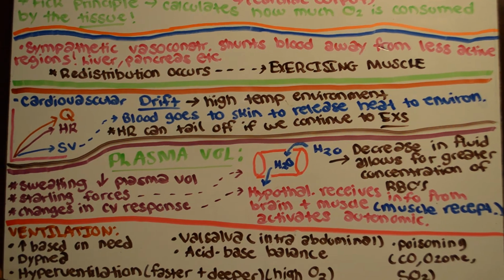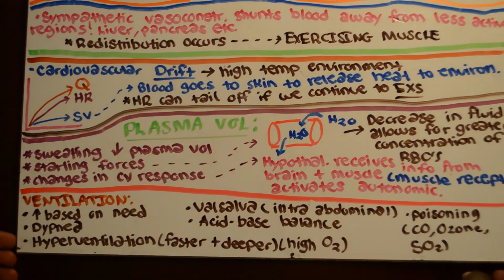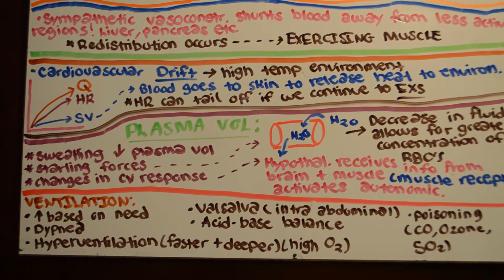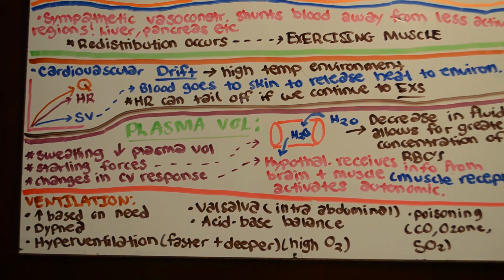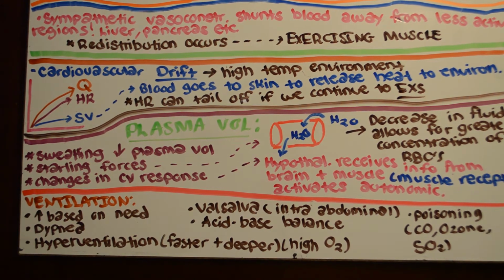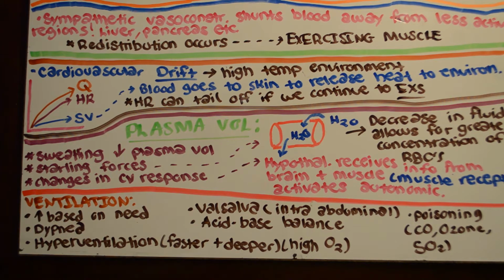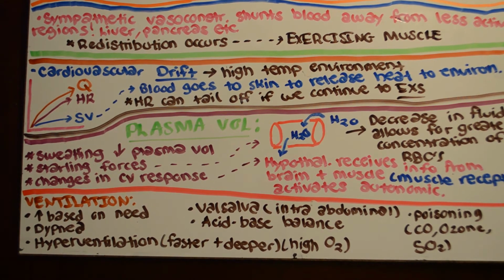Now the last section we're going to talk about is ventilation. So ventilation, you want to know that it increases based on need. If you're exercising really hard, you're going to have more oxygen. You have a greater cycling of oxygen and carbon dioxide throughout your body. If you're not working out as hard, you'll have a lesser cycling of oxygen and carbon dioxide. You have this thing called dyspnea, which is just a fancy word for shortness of breath.